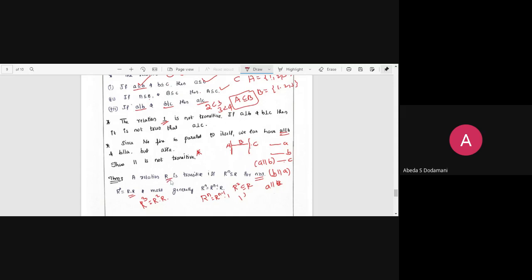Anytime you want to say that it is transitive, R cube has to be a subset of or equal to R. If you take R4, it has to be a subset of or equal to R. So in general, R^n has to be a subset of or equal to R. If this is happening, then we say that it is always a transitive relation. Okay, so this is one of the properties in terms of a theorem. So in general, we can quote it.